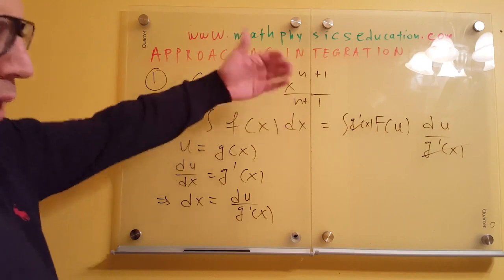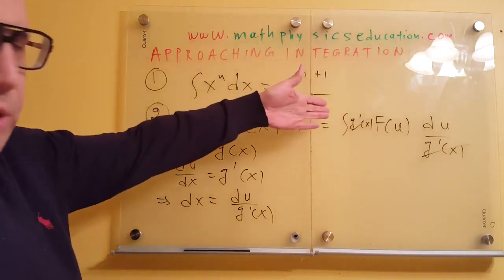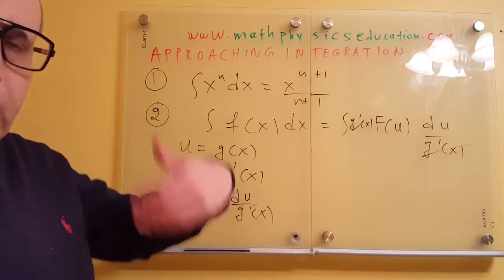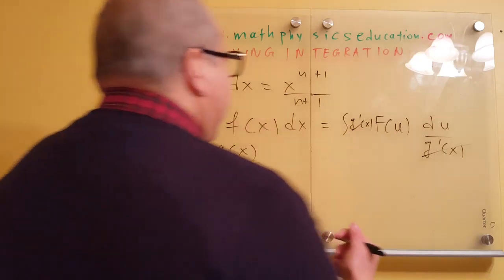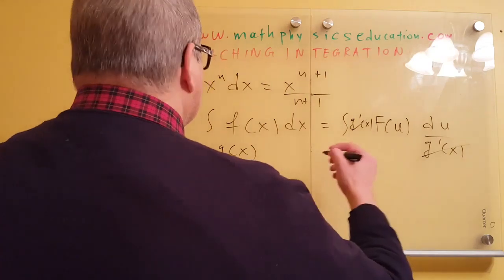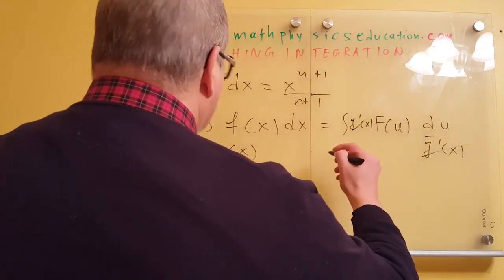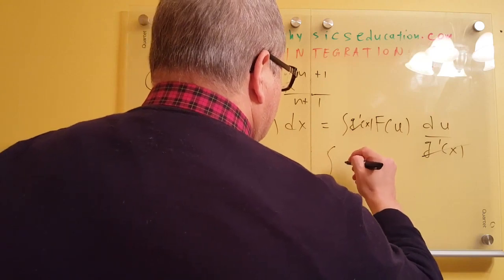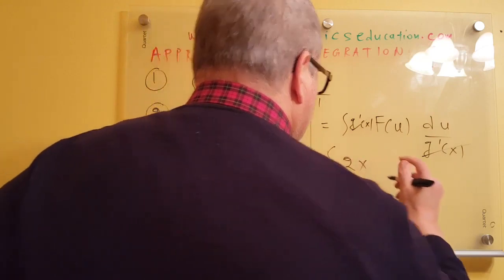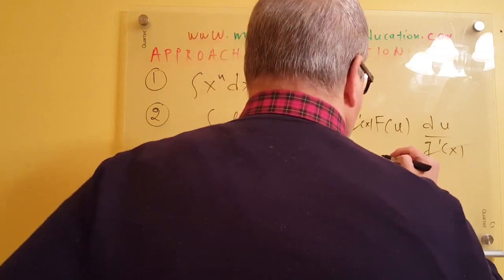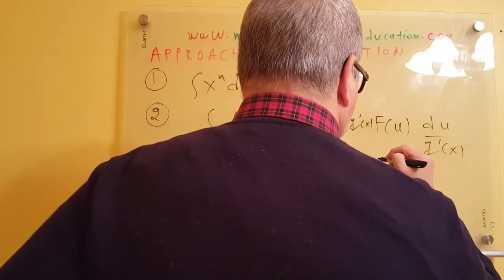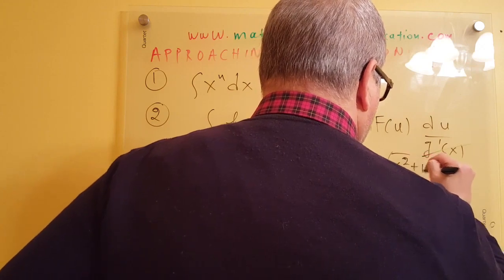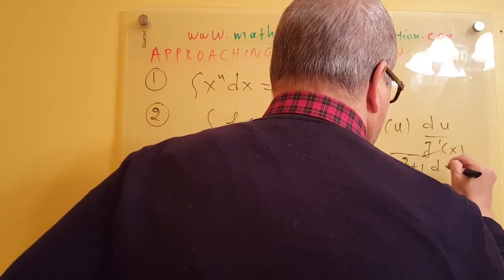The linear multiple just comes outside of the integral, so it doesn't affect the integral that you have to find. Let me do a very simple example. Let's say you have to find the integral of 2x times the square root of x squared plus 1 dx.